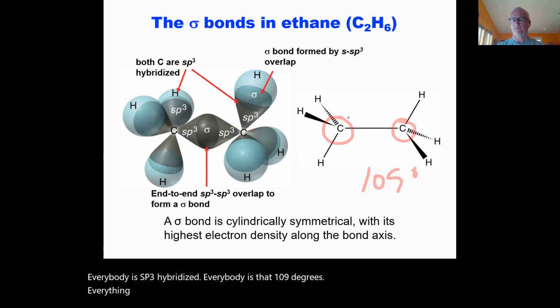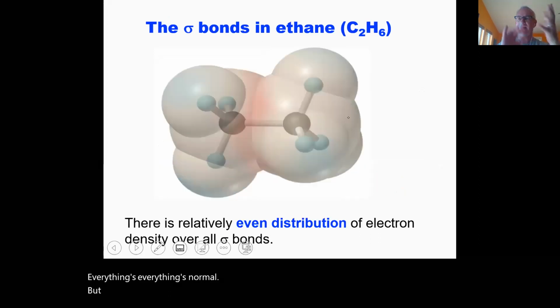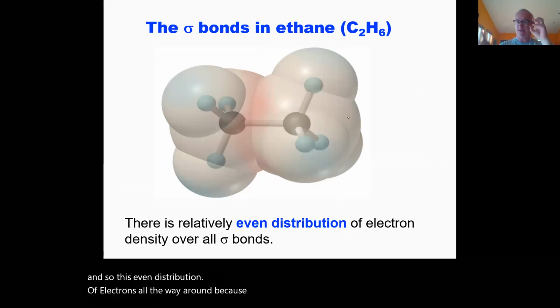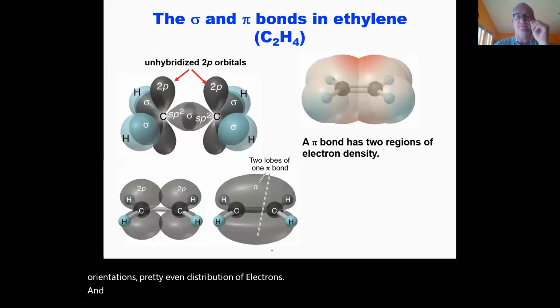Everything's normal. And so there's even distribution of electrons all the way around because they're all the same angles, they're all the same orientations, pretty even distribution of electrons. And they're all sigma, remember.